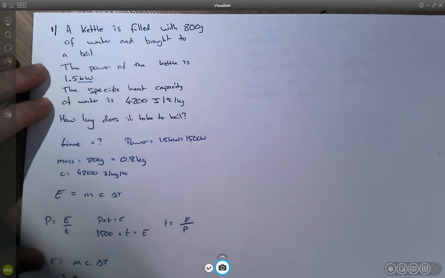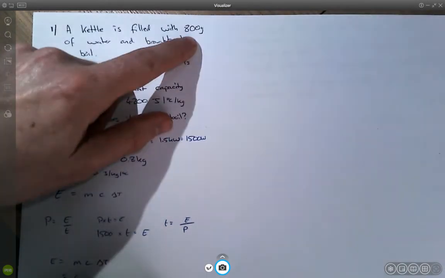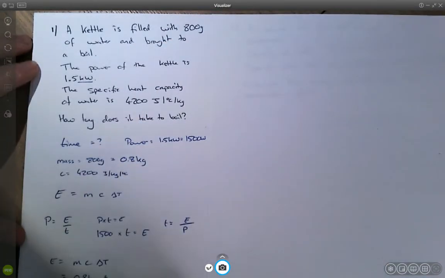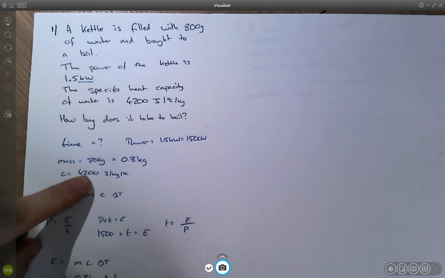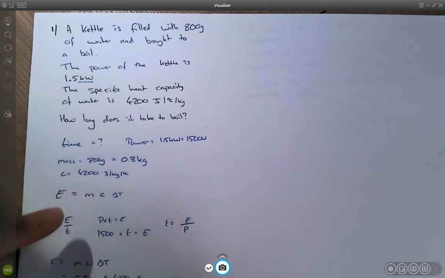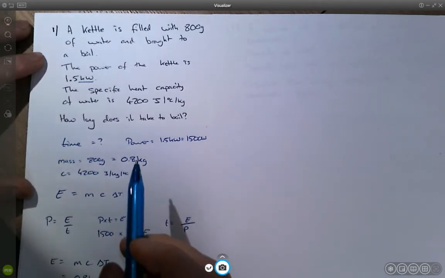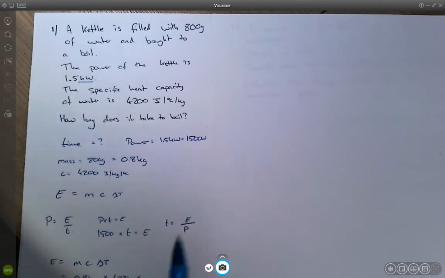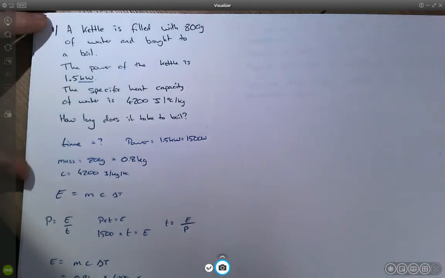So our energy required is 0.8 kilograms times by our specific heat capacity times by the temperature change. So what is the temperature change? Well, we actually don't know here, do we? The question should have said. So that's my fault when I wrote out this question. I forgot to write this out.